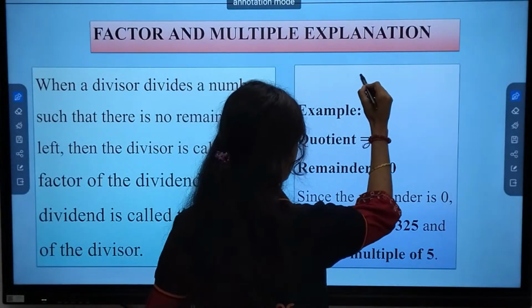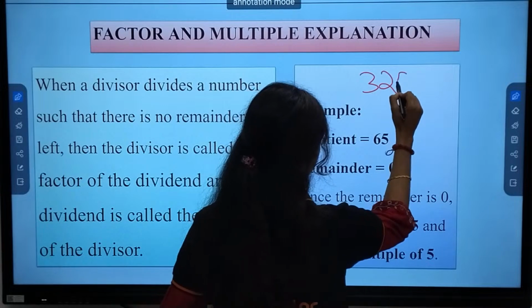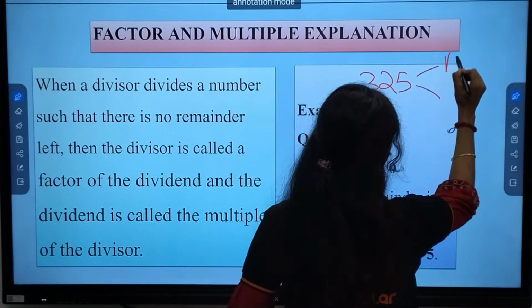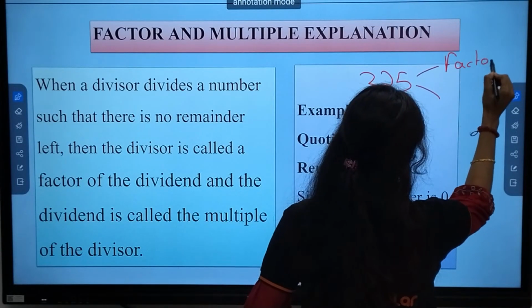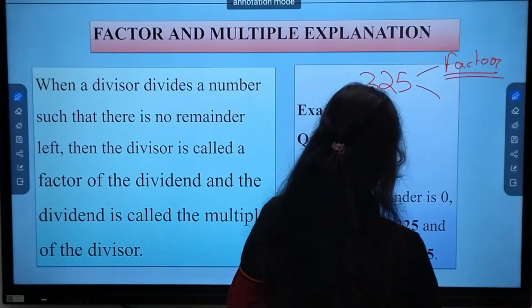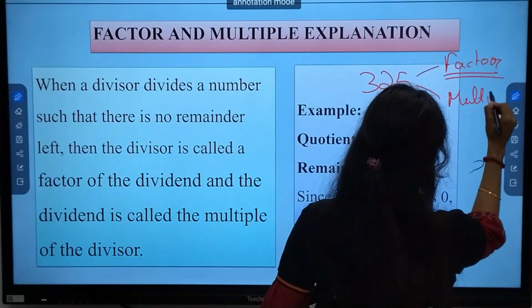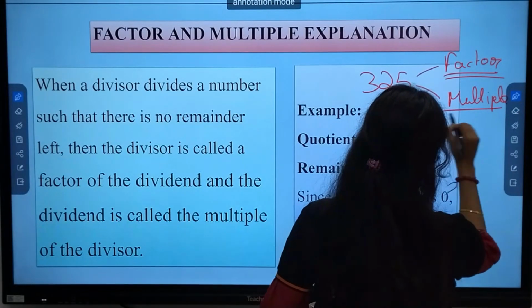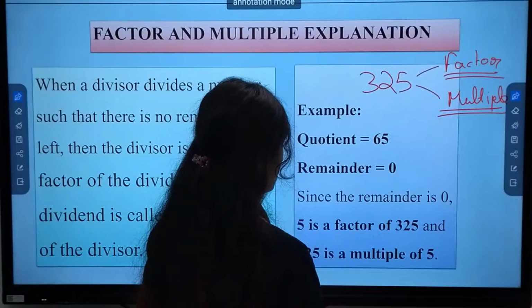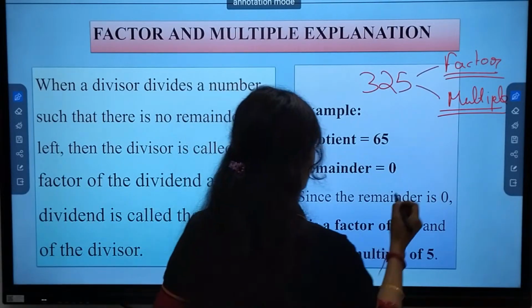The question is 325. Find the factor and multiple. How will you do?